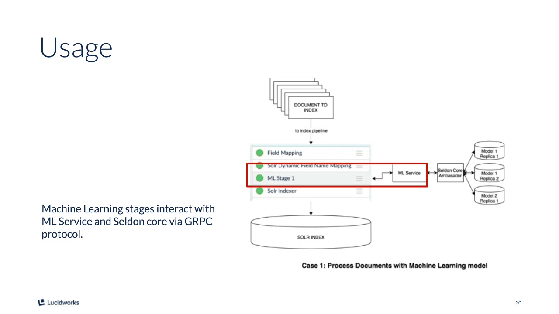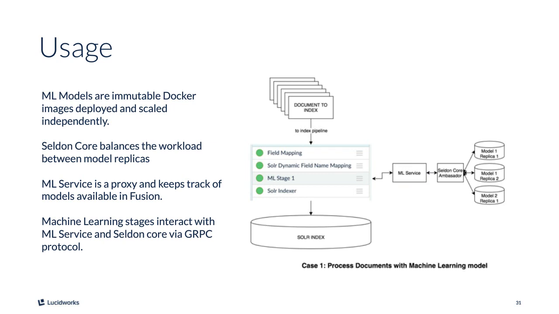The overall flow is that the document or the query flows through a pipeline, passes through the ML stage to the ML service. The ML service then sends it to the Seldon Core load balancer, which then balances it across different model replicas. The predictions that the model makes are taken back to the same process and are used to enrich the document based on the use cases.